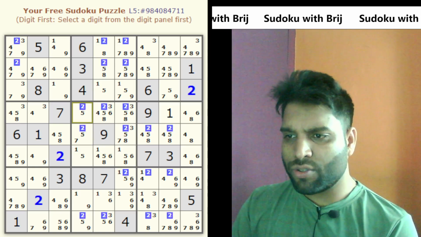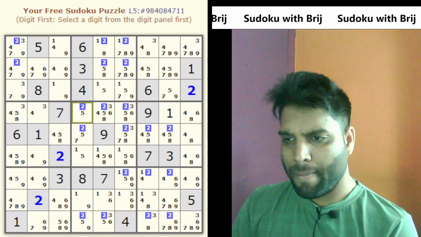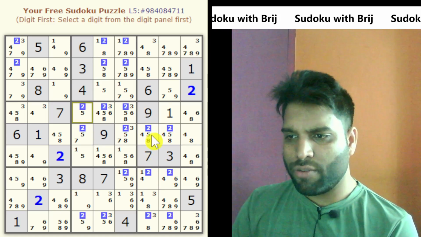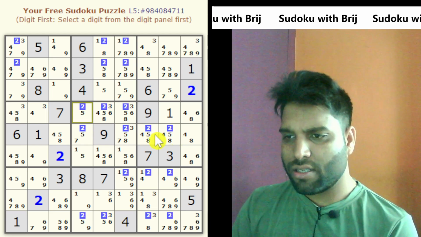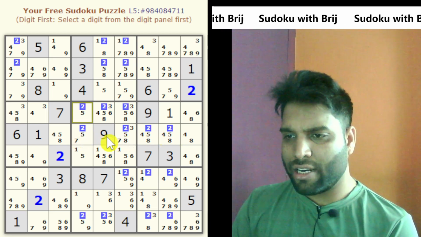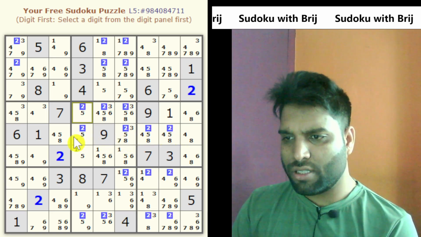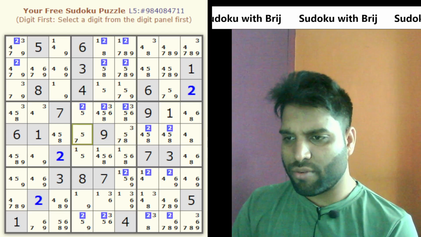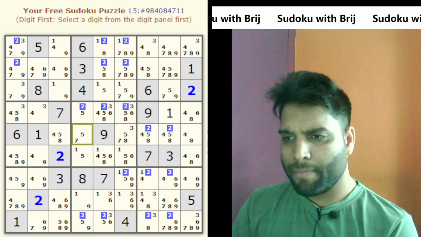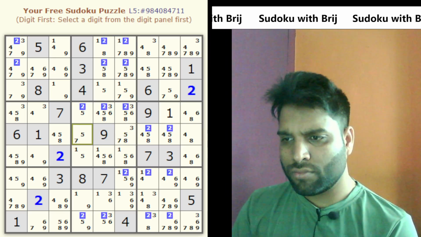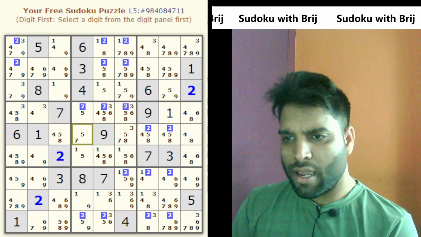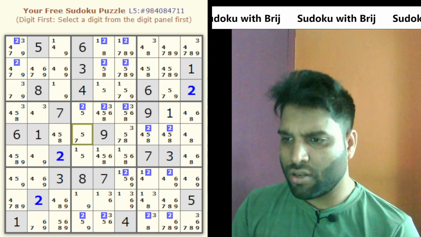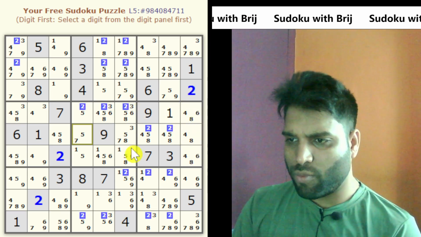Now let's move on to 2. So in this box 6, 2 can only be in these two cells. So we can remove these two from these two cells. So 2 cannot be over here and 2 cannot be over here. And I think there is one more thing going on in this box 6.